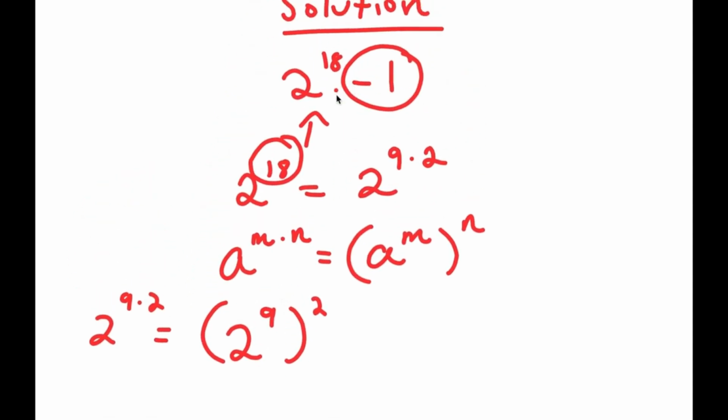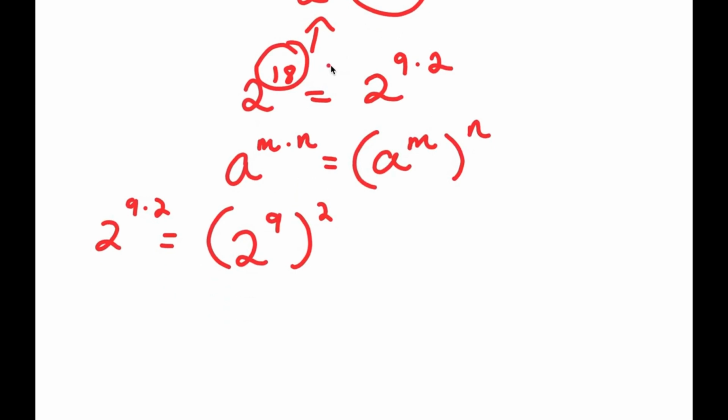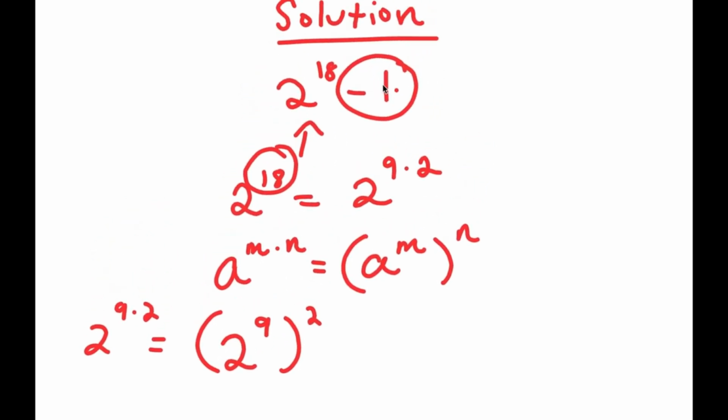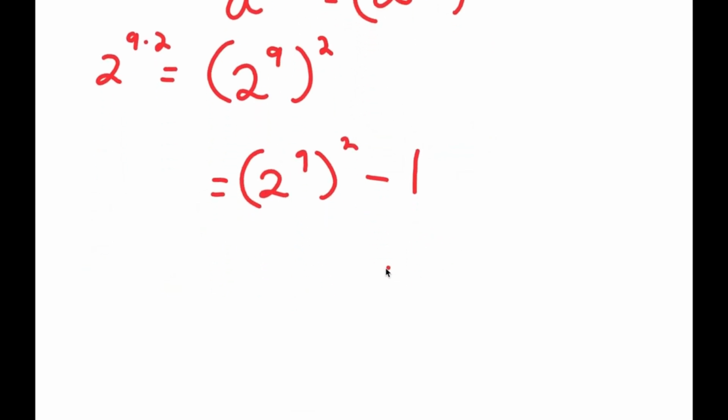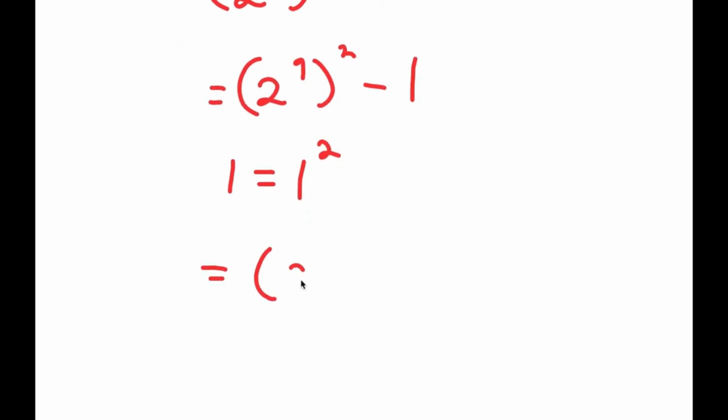So, going back to my original problem with the minus 1, I get 2 to the power of 9 to the power of 2 minus 1. And now 1 is the same thing as 1 squared. So I'm going to rewrite 1 as 1 squared. So I get 2 to the power of 9 to the power of 2 minus 1 squared.